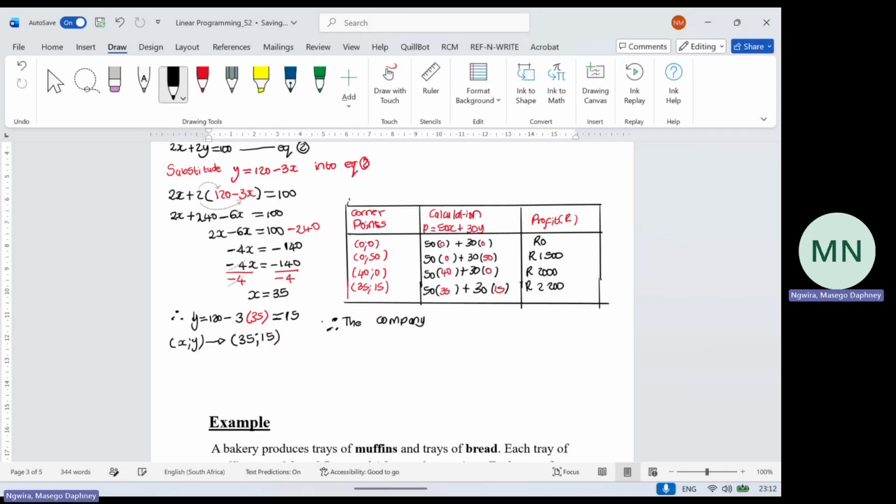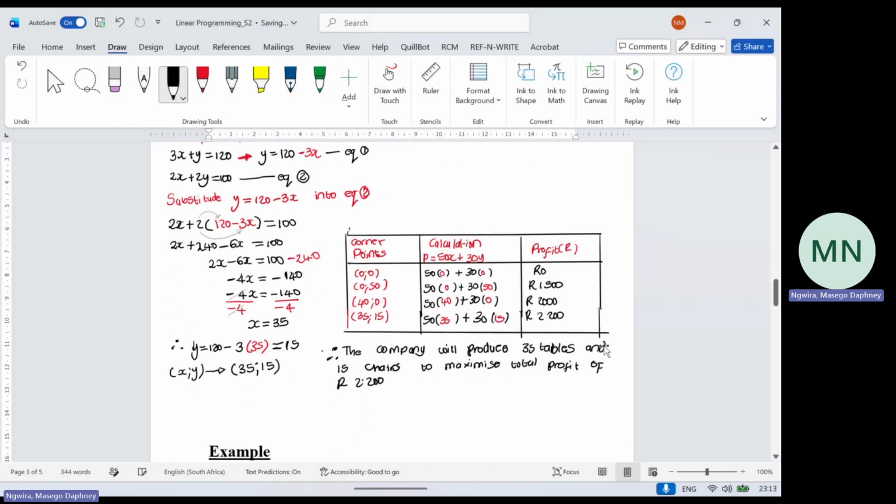company will produce, excuse my handwriting, 35 tables and 15 chairs to maximize total profit of 2,200. I really hope this makes sense, but I'm going to do another example again.